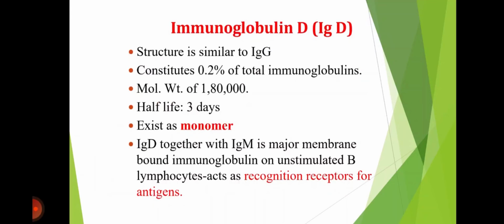Immunoglobulin D, that is immunoglobulin delta. Its structure is similar to IgG. It constitutes about 0.2% of total immunoglobulins. The molecular weight of IgD is 1,80,000. Half-life is about 3 days. It exists as monomer. IgD together with IgM is the major membrane-bound immunoglobulin on unstimulated B lymphocytes and acts as a recognition receptor for antigens.